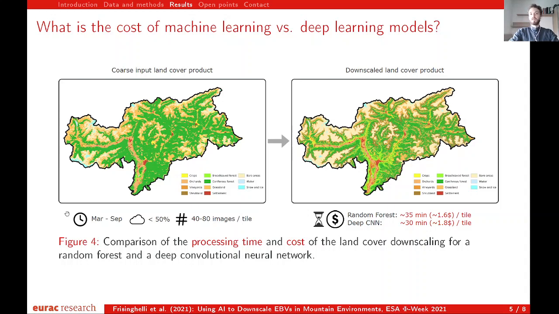The processing time to classify a tile of the harmonized Landsat Sentinel dataset using the random forest algorithm is around 35 minutes, which translates to a cost of $1.6 per tile. In comparison, the processing time for the convolutional neural network is around 30 minutes, but the cost is slightly higher at $1.8 per tile. This can be attributed to using multiple GPUs in parallel, which substantially accelerate model training, but are associated with a higher cost.